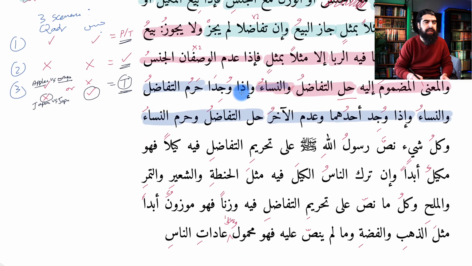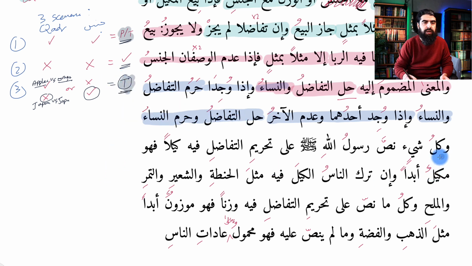So he says, إذا وجد. So when it is found, إذا وجد, both حرم التفاضل والنساء. Tafadul and nasa are both haram. And وإذا وجد أحدهما, if one of them is found, وعدم الآخر, and the other one is not found, حل التفاضل وحرم النساء. Nasa is not allowed.